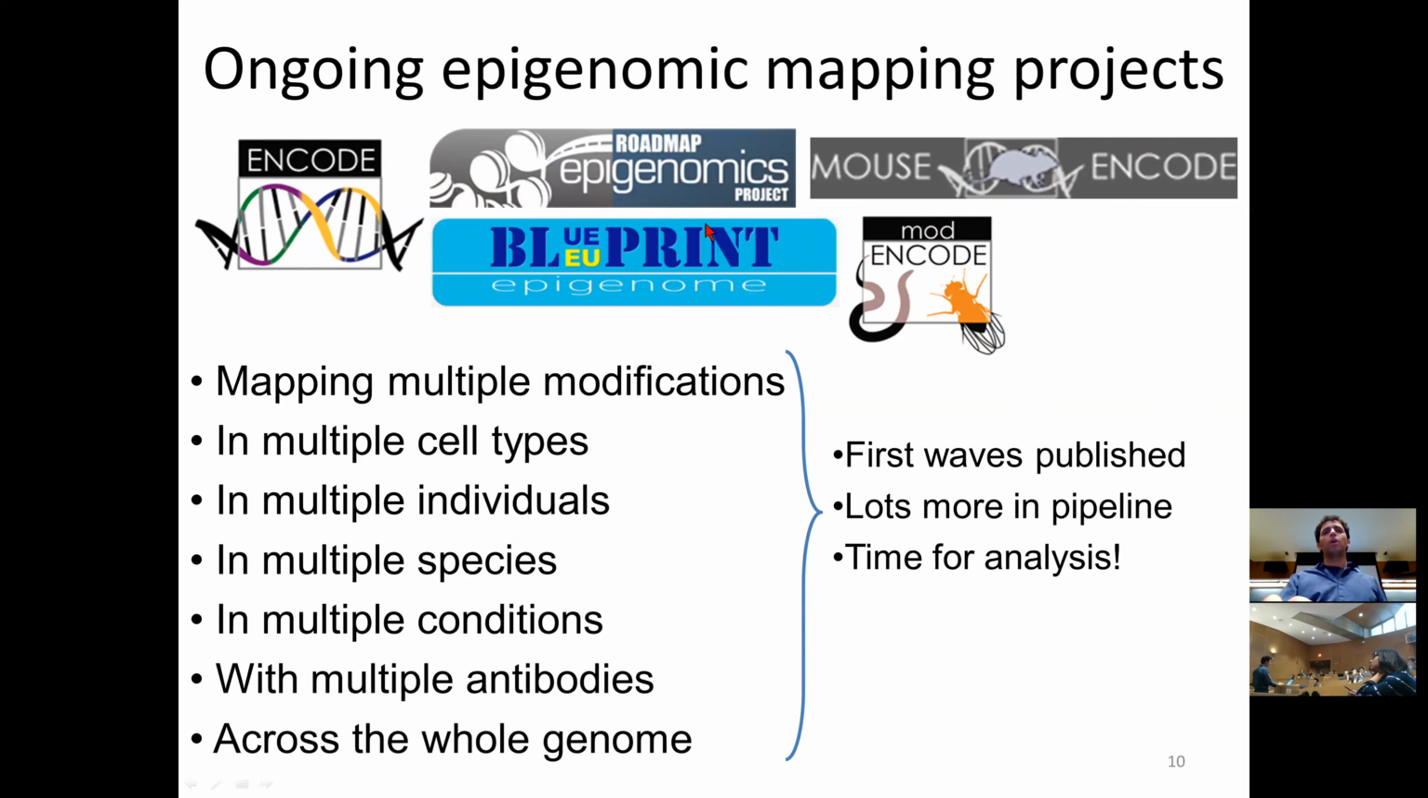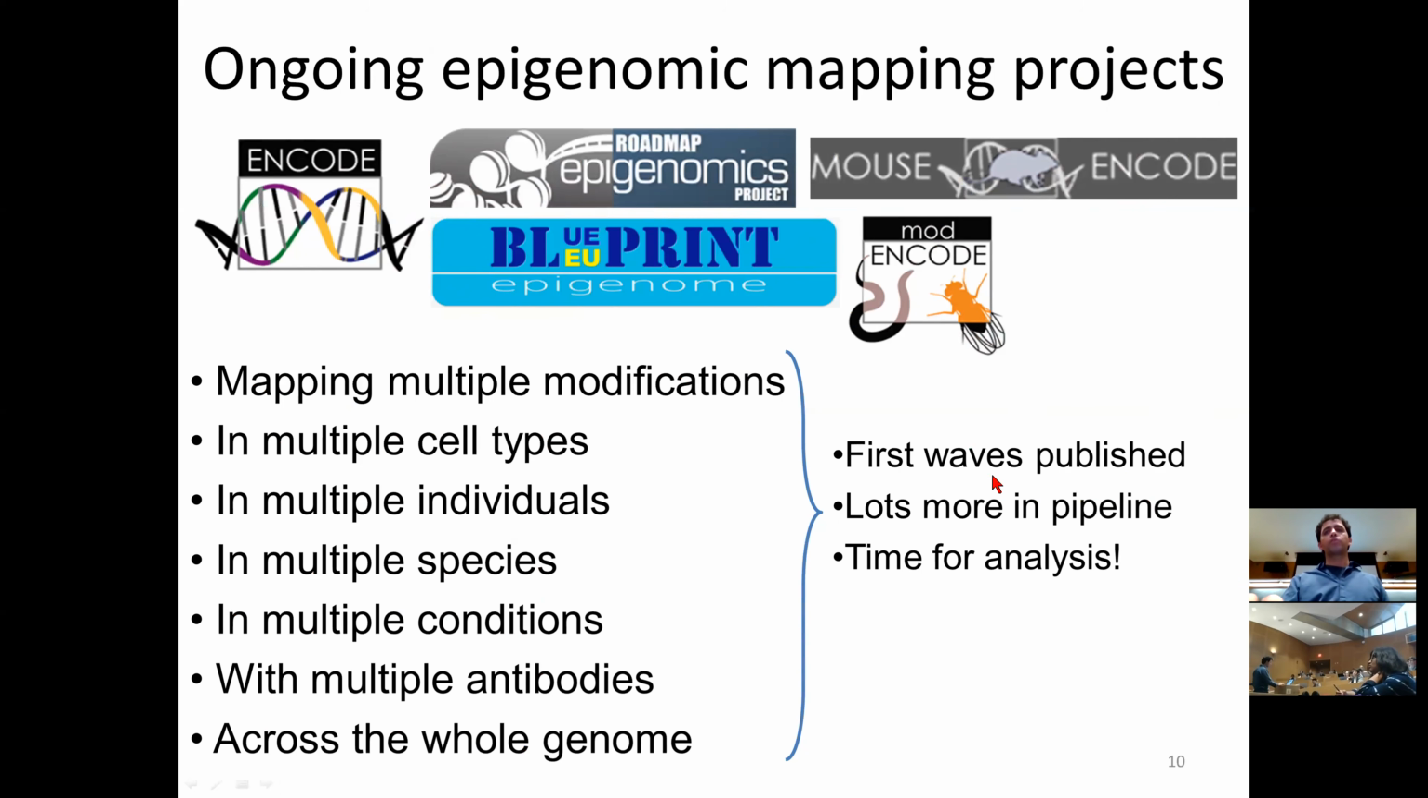The Roadmap Epigenomics project worked in parallel with ENCODE and then became the International Human Epigenome Consortium together. The Blueprint project in Europe sought to do the same exact thing, but across many blood cell types and across more individuals. Mouse ENCODE for mouse, and then modENCODE for model organisms, Drosophila and worm. And for each of these projects, they seek to map multiple modifications in multiple cell types, in multiple individuals, in multiple species, in multiple conditions, with multiple antibodies, and across the whole genome each time, requiring a massive, massive infrastructure of tools that I'm going to talk about today.